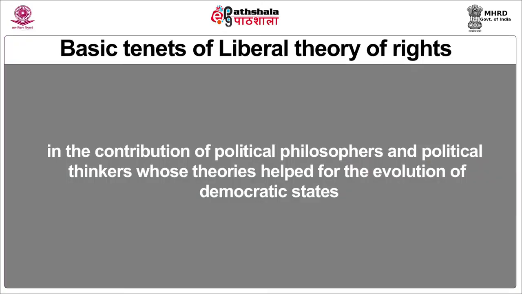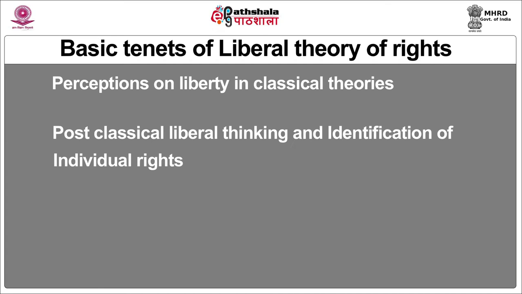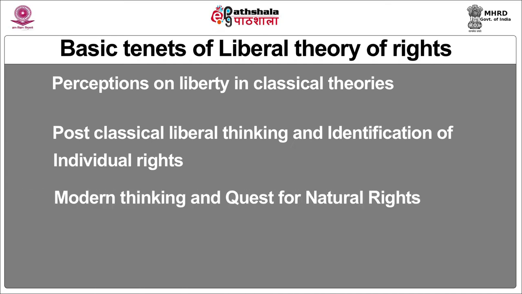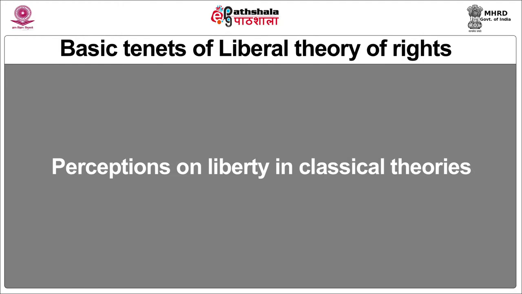Coming to the liberal theory of rights, it is mainly understood in the political perspective, in the contribution of political philosophers and political thinkers, whose theories helped the evolution of democratic states. This again is understood under four heads. They are perspectives on liberty in classical theories, post-classical liberal thinking and identification of individual rights, modern thinking and quest for natural rights, and modern thinking for evolution of democratic rights.